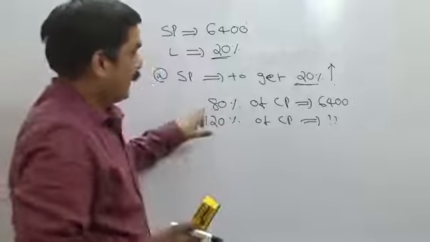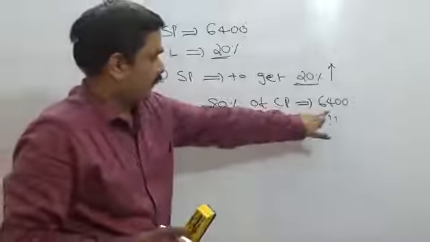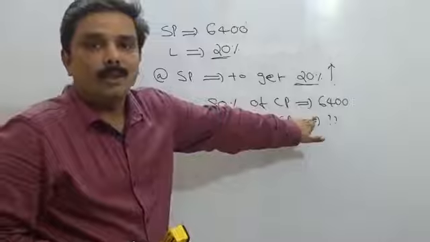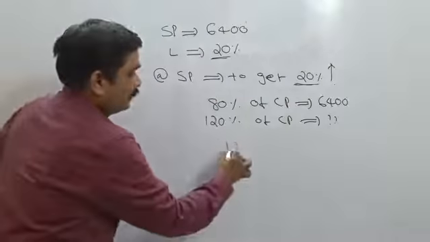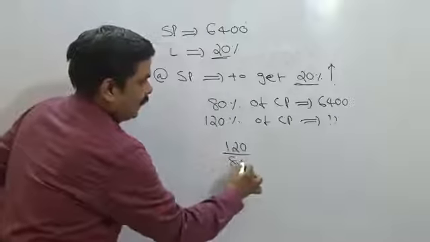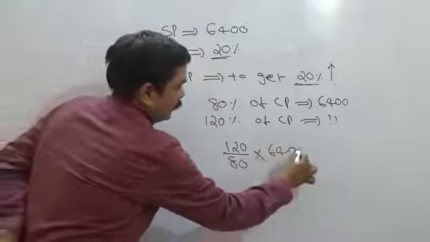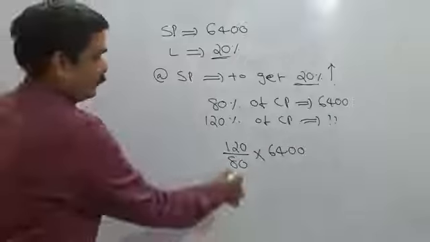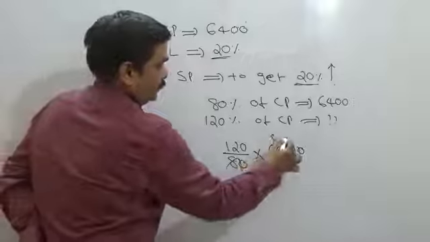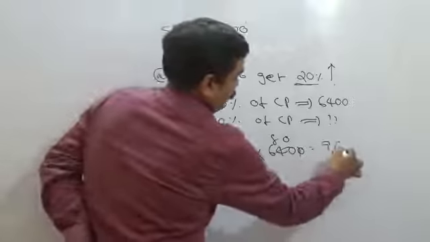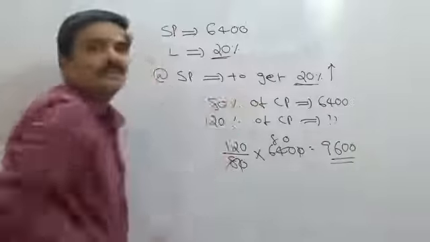Now here it is, 80% of the cost price is 6,400, 120% is how much? I can get the answer directly. This is 120 by 80 into 6,400. My answer is very clear here. 8 times this is 8, 9,600 is the right answer.